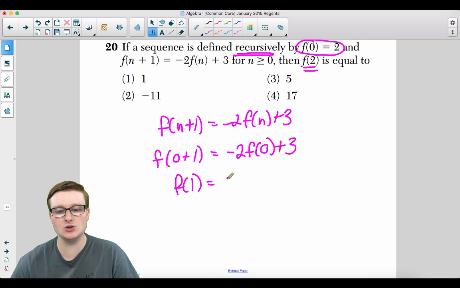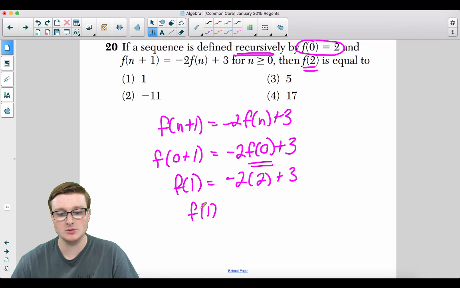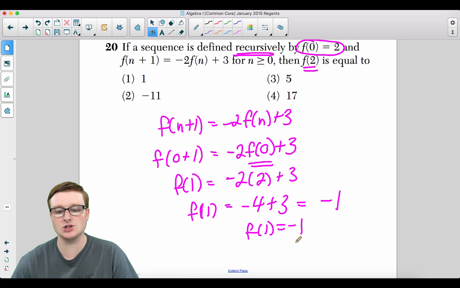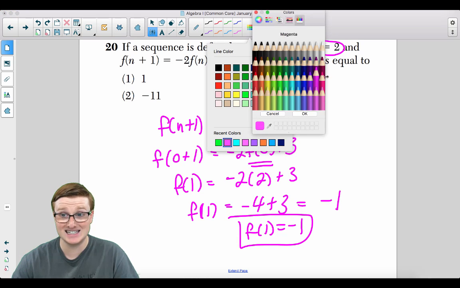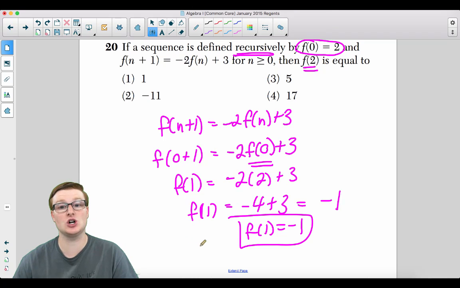f of 1 is equal to negative 2 times f of 0. But what is f of 0? f of 0 is 2. So we get negative 2 times 2 plus 3. So we get f of 1. f of 1 is equal to negative 4 plus 3, which is equal to negative 1. So f of 1 is equal to negative 1. What I am then going to do is use that to generate my next term.